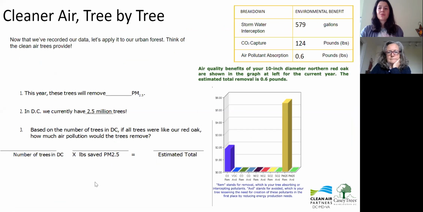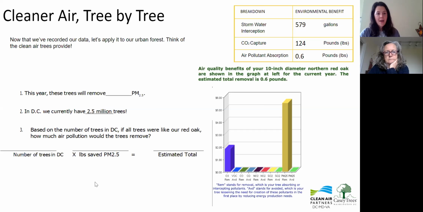Okay, so now we'll put all of this information together to determine our driving question. How can I estimate the benefits of DC's trees on air quality? Ms. Rebecca did mention that we have 2.5 million trees in Washington, D.C., and they're all working together to take up air pollutants, soak up stormwater, and sequester carbon dioxide.